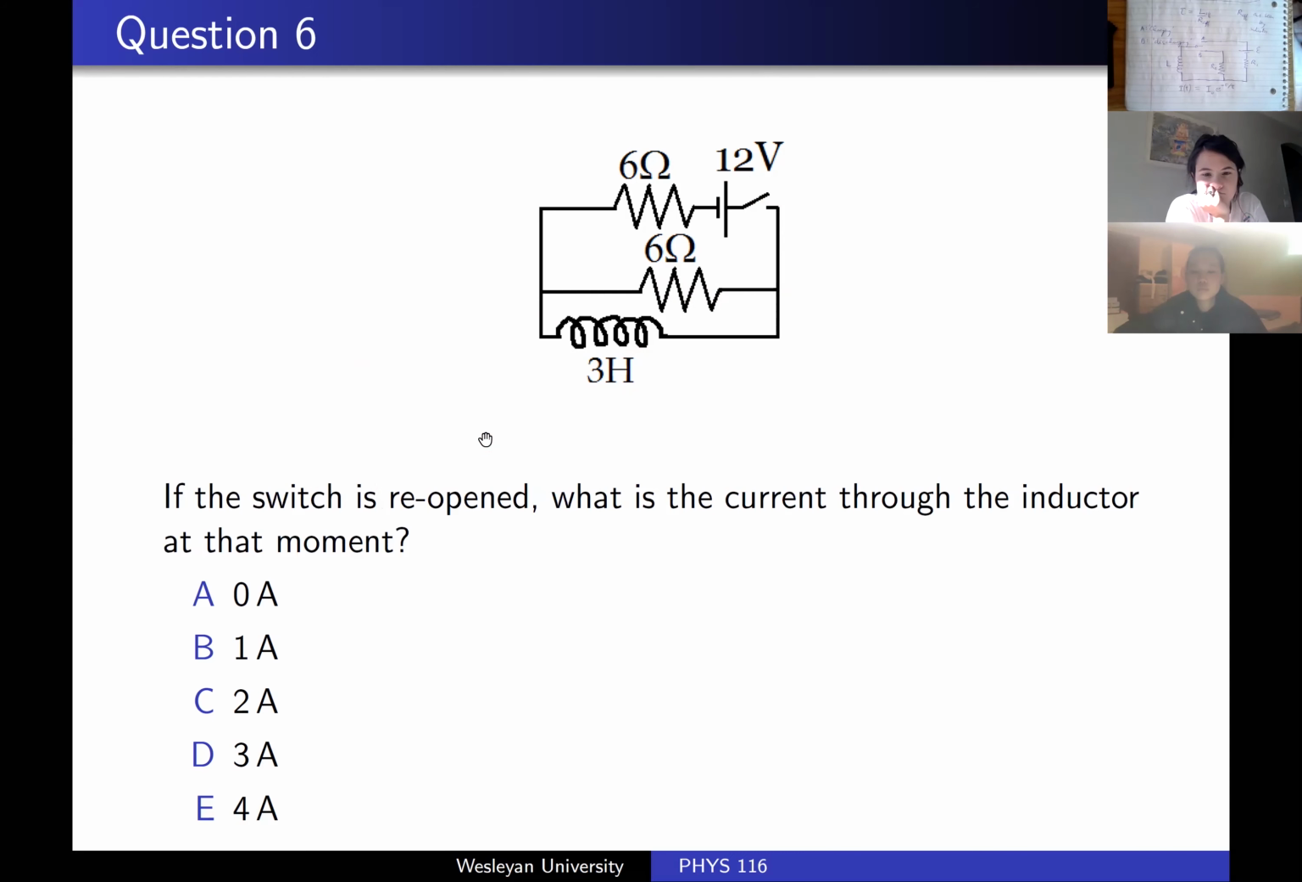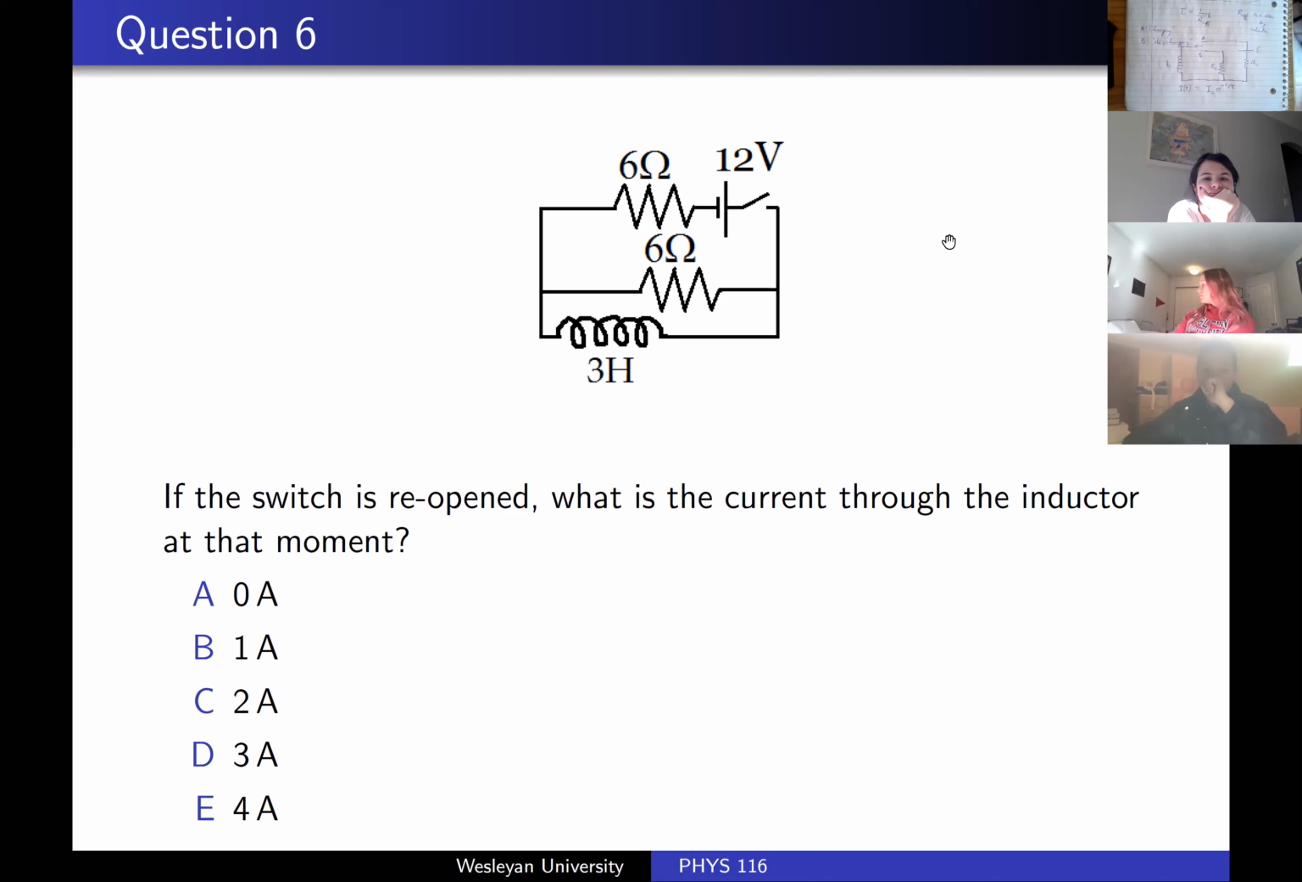Last question: we reopen the switch, what is the current through the inductor at that moment? And we'll end after this. Okay, cool. All right, overwhelming for 2 amps, which is correct, because remember, the inductor doesn't want the current running through it to change. We know that when the switch had been closed for a long time, there were 2 amps of current running around like this. Once the switch is reopened, the inductor wants to keep 2 amps running, and now it will go like this instead.